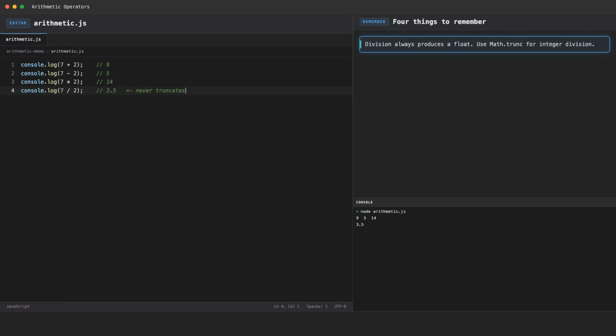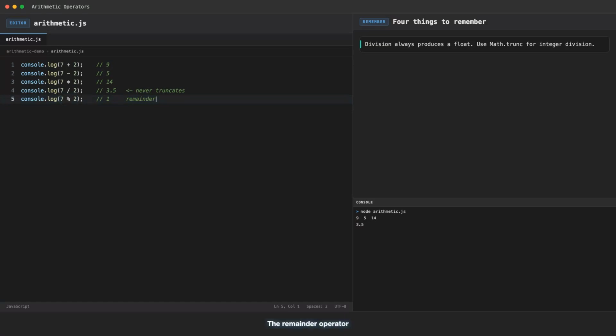If you actually want a whole number, you must round it. Math.trunc chops off the decimal part cleanly. Math.floor also works but behaves differently for negatives. Truncation goes towards 0, while floor goes downwards always. For negative numbers, those two disagree, so choose carefully.